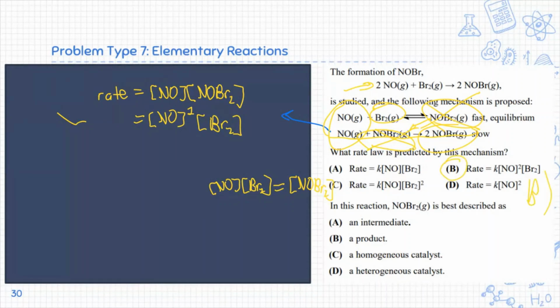And here it asks what NOBr2 is best described as: an intermediate and product, a homogeneous catalyst, or a heterogeneous catalyst. So I haven't really mentioned what homogeneous and heterogeneous catalysts are, but basically homogeneous catalysts are catalysts whose substance exists in the same phase as its reactants.